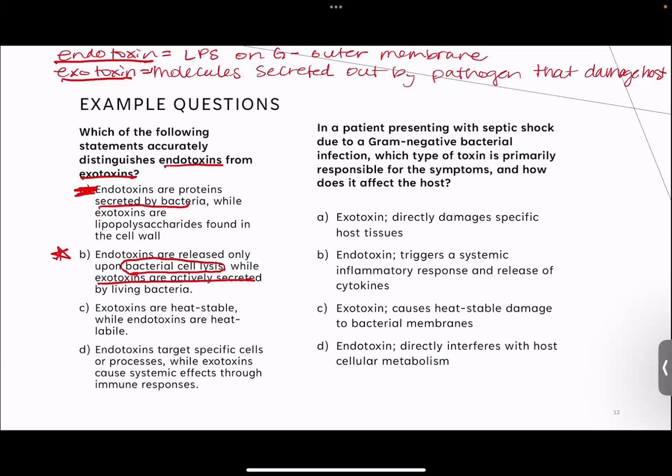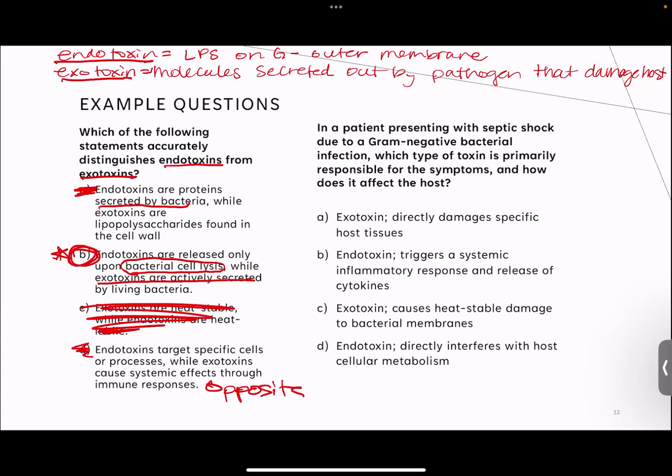Exotoxins are heat stable while endotoxins are, I'm not going to ask you about that on the test. But it's not the answer. It's the opposite. Endotoxins target specific cells or processes, while exotoxins cause systemic effects. It's the opposite of this as well. We actually already know gram-negatives have LPS as endotoxin on their surface that causes a diffuse shock response. That's what endotoxin does. Exotoxins, like we learned about with botulinum toxin or tetanus toxin, those guys have very specific targets with specific outcomes. So it's not D. Our answer is B.